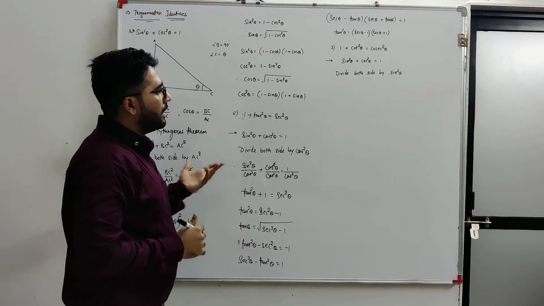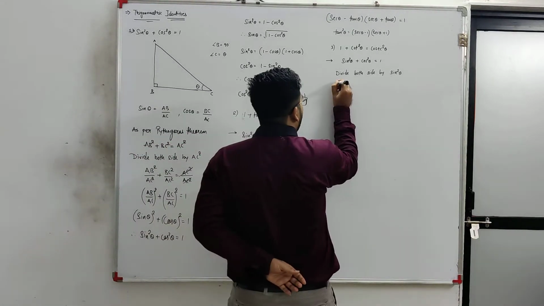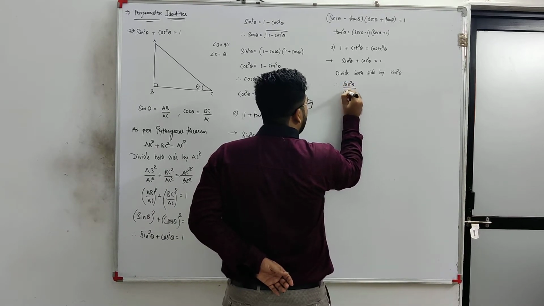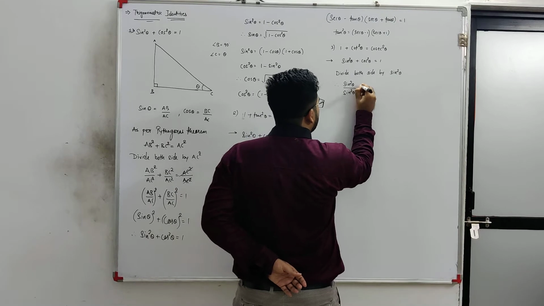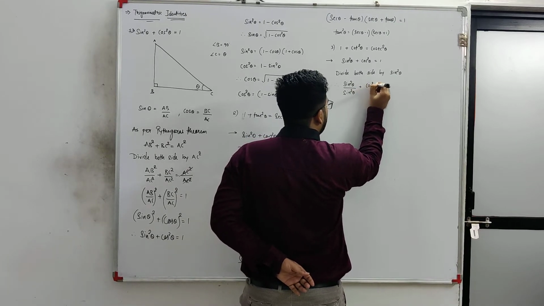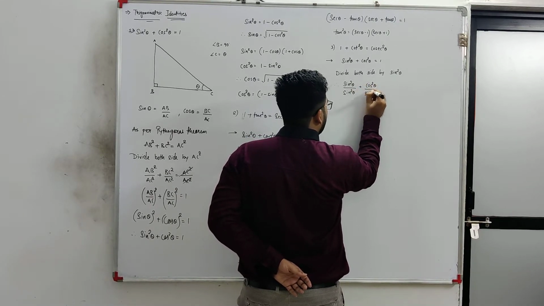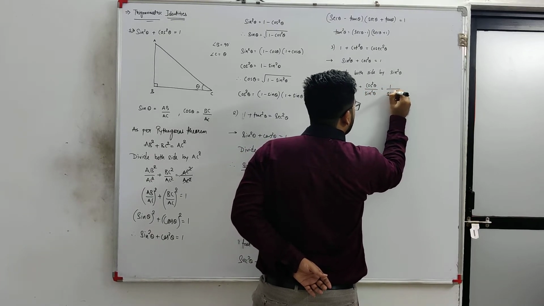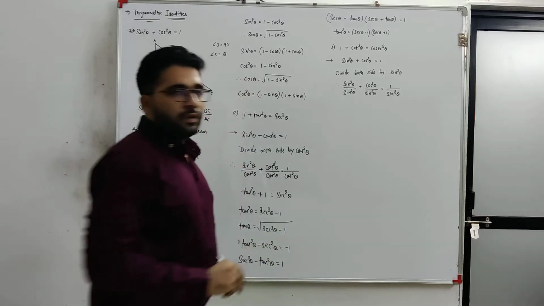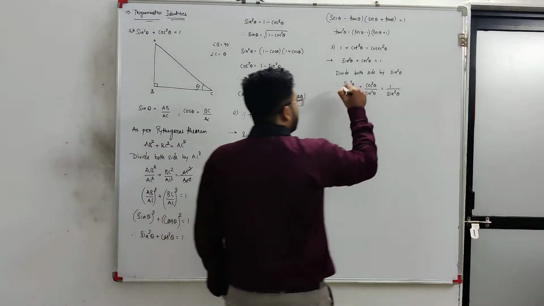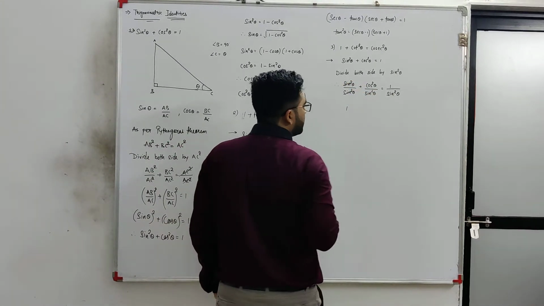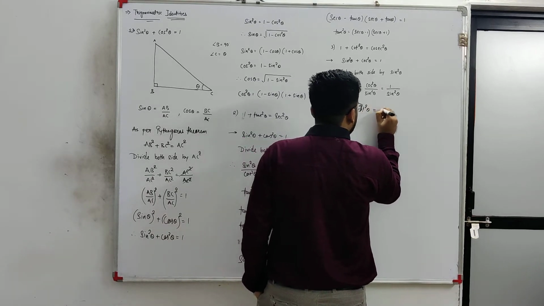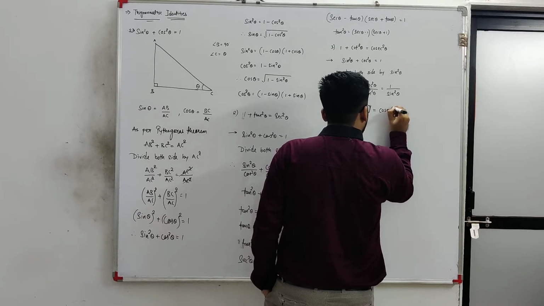Both sides we will divide by sin square theta. Therefore, sin square theta by sin square theta plus cos square theta by sin square theta is equal to 1 divided by sin square theta. So here we can cut sin square theta, and it becomes 1 plus cot square theta is equal to cosec square theta.